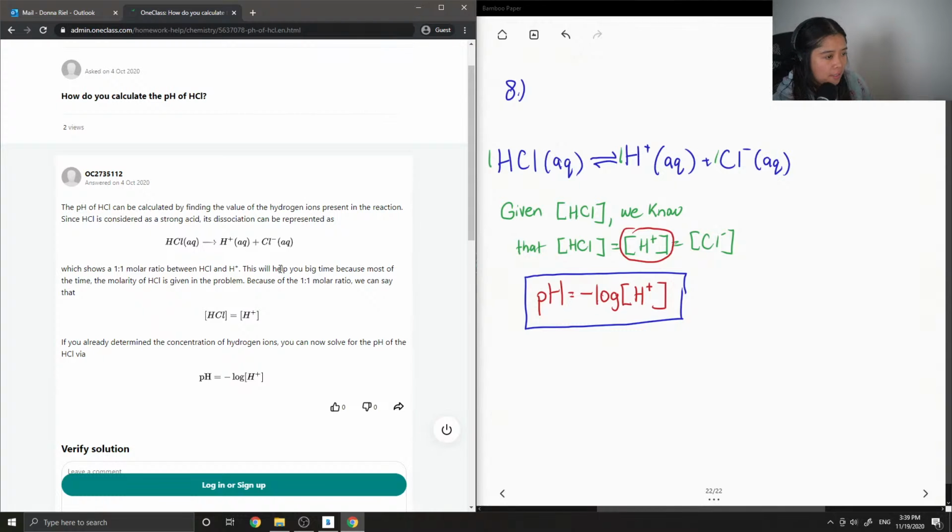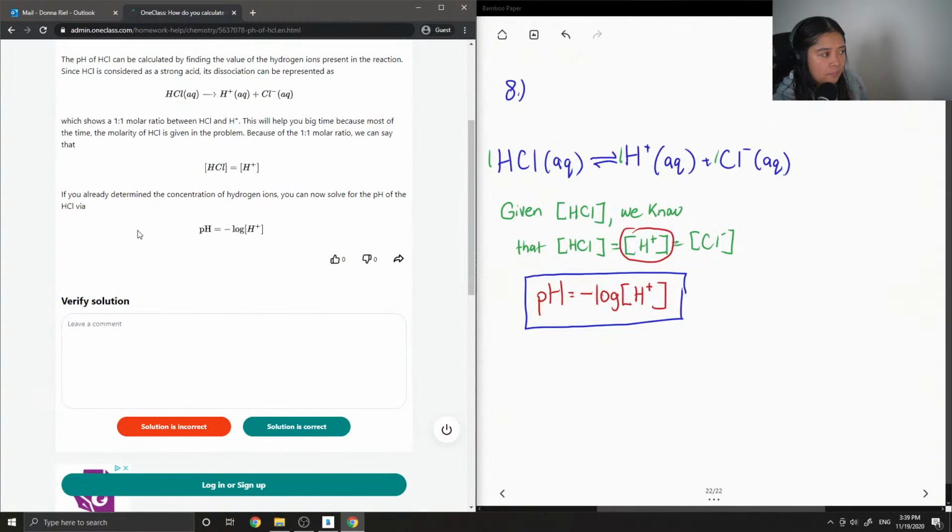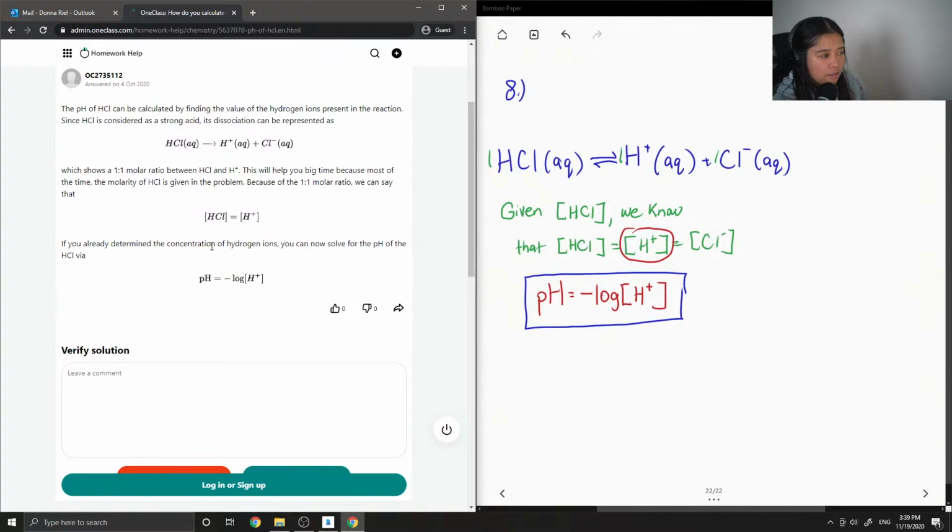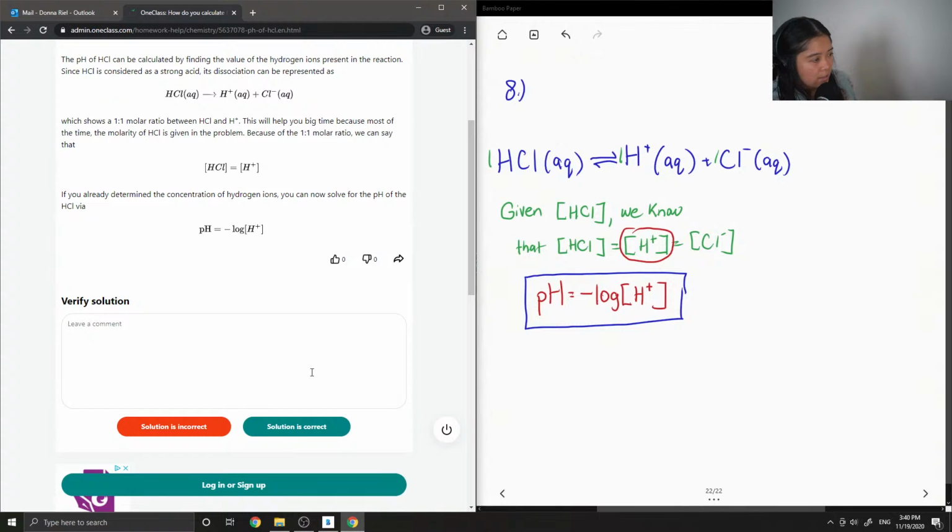This will help you big time because most of the time the molarity of HCl is given in the problem. Because of the 1-to-1 molar ratio, we can say that the concentration of HCl is also equal to the concentration of protons in solution. If you determined already the concentration of hydrogen ions, you can now solve for the pH of HCl via pH is equal to negative log of the concentration of H+. Yep, so that was very well explained, and this solution is correct.